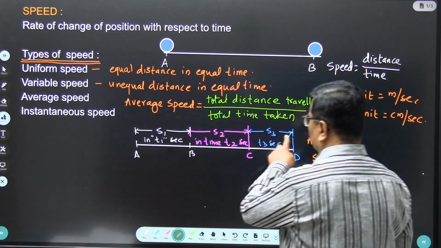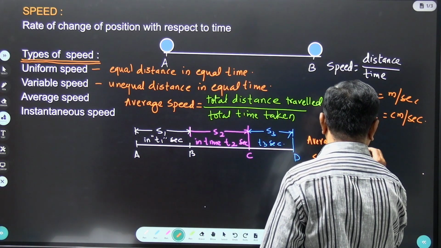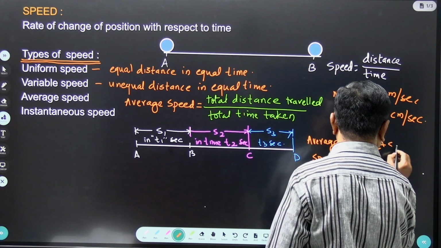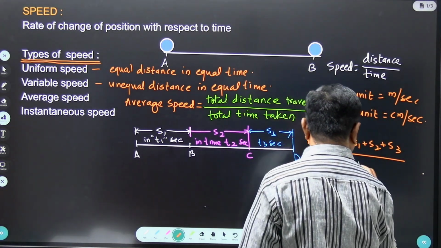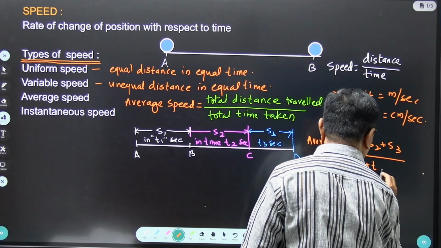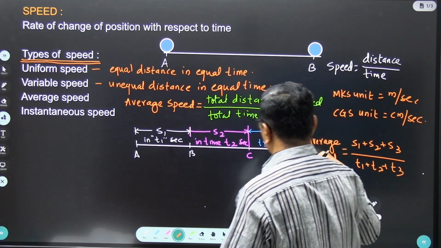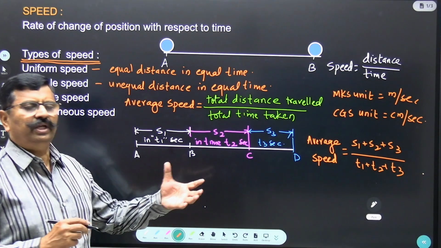is, what is the total distance traveled? S1 plus S2 plus S3, divided by how much time it has taken? T1 plus T2 plus T3. So this gives the average speed of the body.